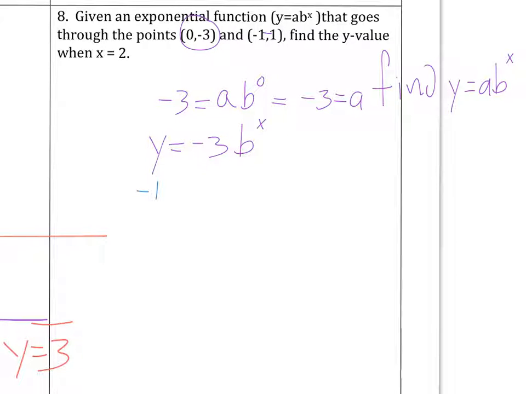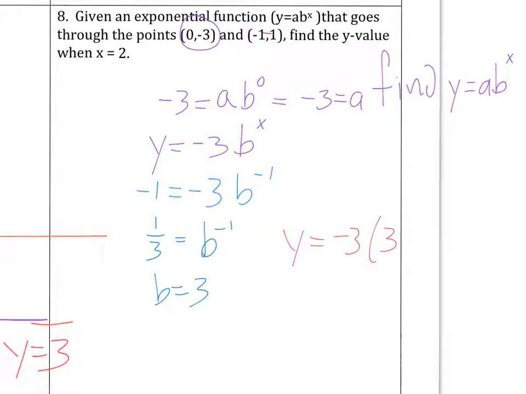So that makes that -1 is equal to -3, b to the -1. So I can write that as 1/3 is equal to b to the -1. In other words, b is equal to 3. Okay, that gives me an equation. Y is equal to -3, which is my a, times 3, and that's to the x.